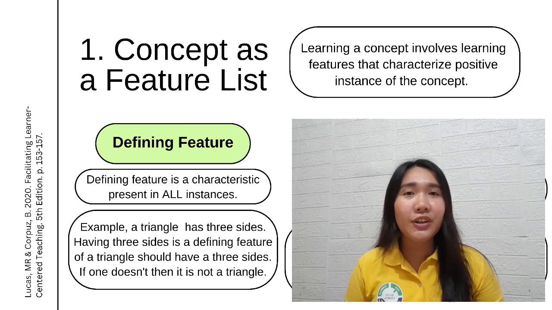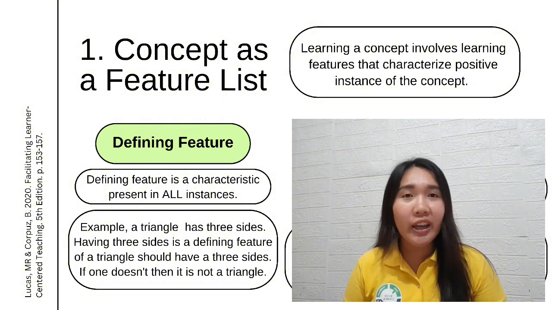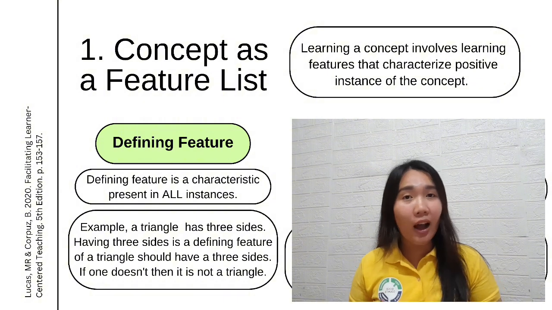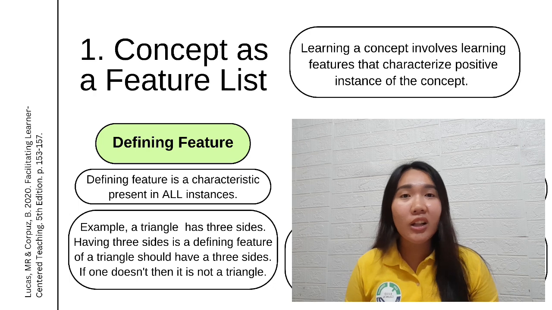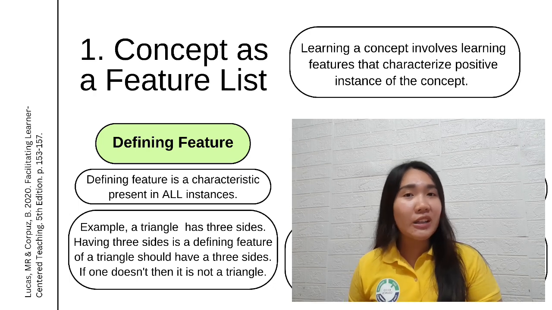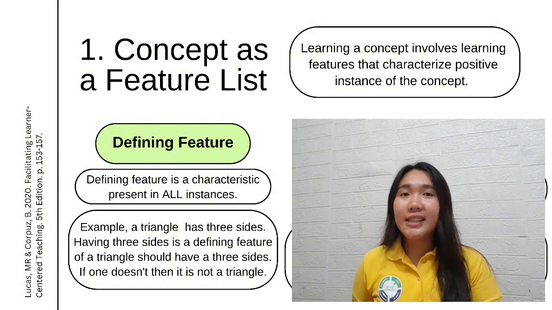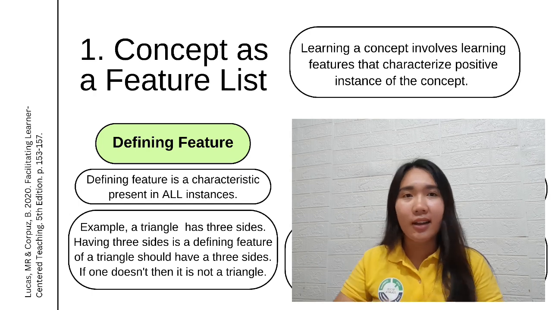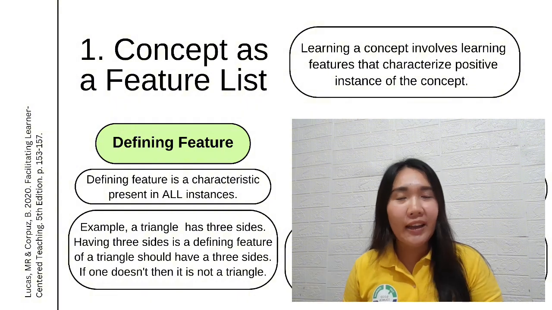So, we have here the feature list. A defining feature is a characteristic present in all instances. For example, a triangle has three sides. Having three sides is a defining feature of a triangle; it should have three sides. If one doesn't have it, then it is not a triangle. These are characteristics that are essential for belonging to a concept. If a feature is missing, the object or event doesn't fit the concept. In our example, the three sides for the triangle are perfect. Without three sides, it is not a triangle. So the three sides are our defining feature.